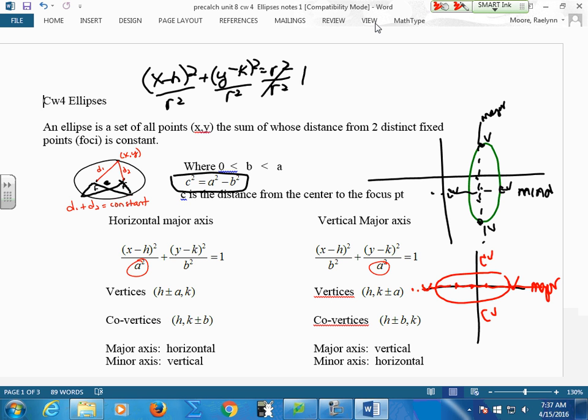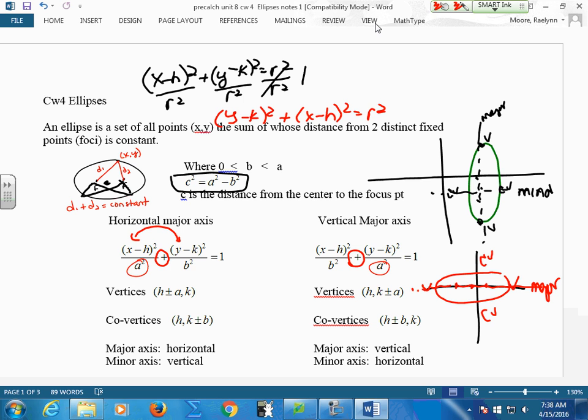Now, what drives this, if you notice, there's a plus sign here, just like your circle. And in your circle, I could write this. Is that wrong? No, because addition says commutative property, I could add it any which way. So sometimes you have to be careful because they will switch these. Because it's an addition, it doesn't matter.